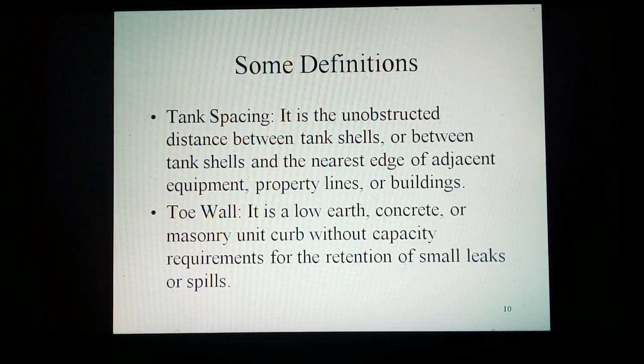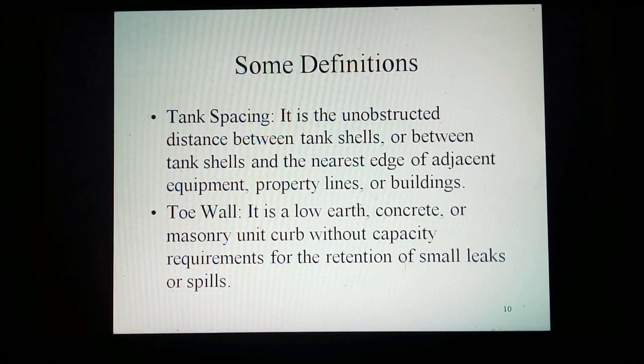Tank spacing. It is the unobstructed distance between tank shells, or between tank shells and the nearest edge of adjacent equipment, property lines, or buildings. Toe wall. It is a low earth, concrete, or masonry unit curb without capacity requirements for the retention of small leaks or spills.